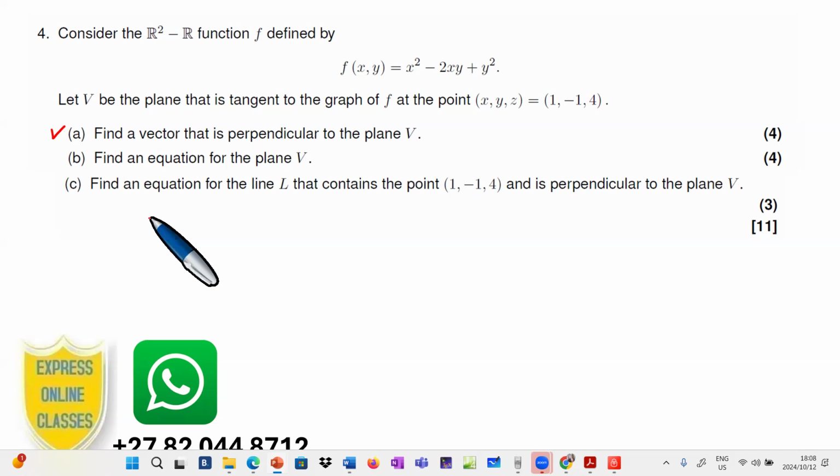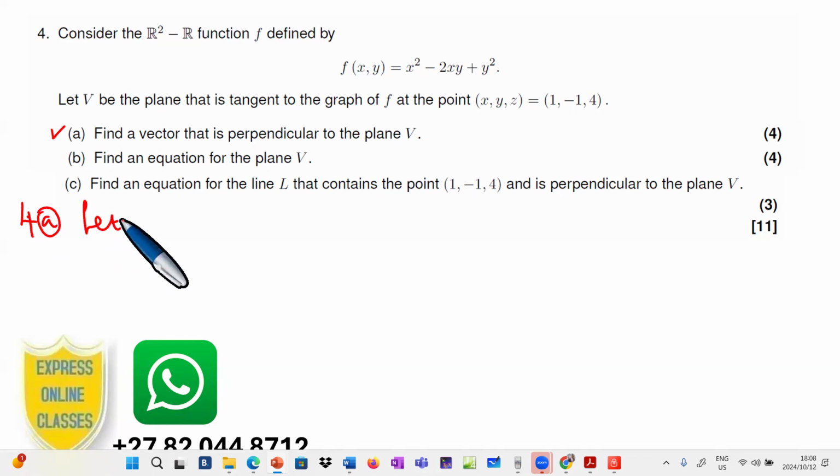The question is, how do we do this question? How do we find a vector that is perpendicular to the plane V? V is a plane that is tangent to the graph of f at the point (1, -1, 4). For 4 marks, we need to find a vector that is perpendicular, or orthogonal, to the plane. And to do that, we use the derivative. So we're going to do question 4a.